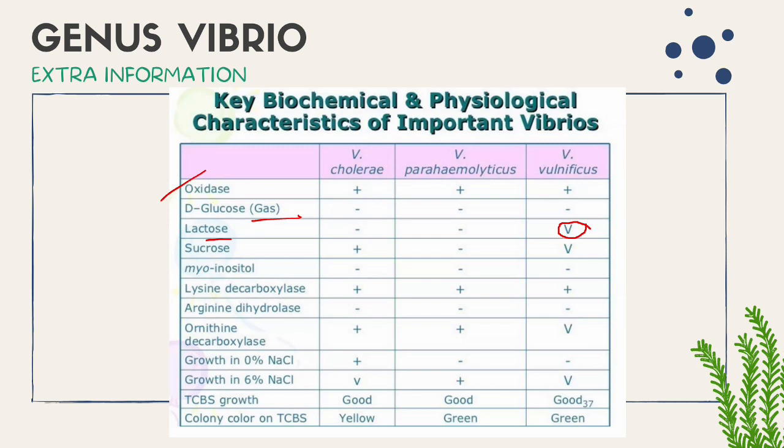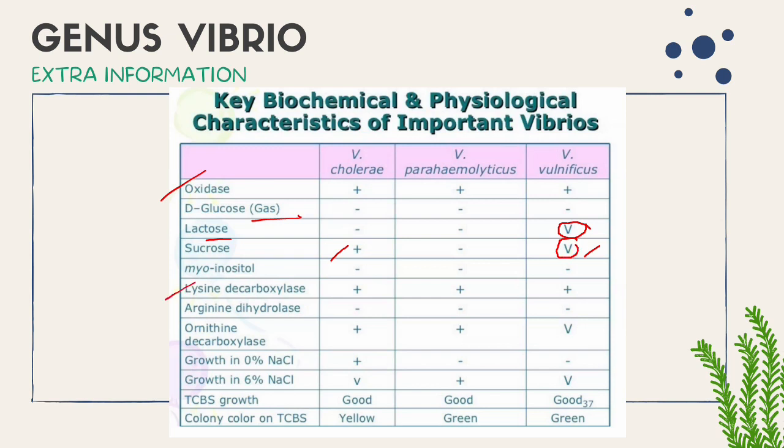Okay? For sucrose, we have your Vibrio cholerae, which appear yellow colonies on TCBS agar. Also for vulnificus, so it may or may not ferment sucrose. So, variable then. For inositol, they are all negative.